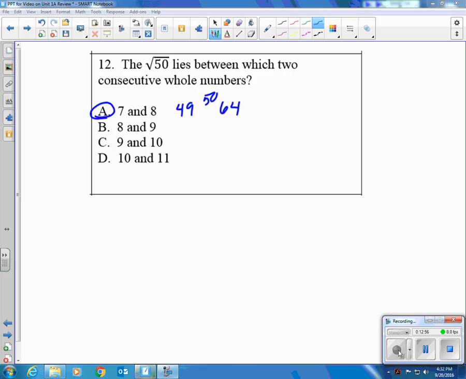And for the essence of time, I'm just going to go ahead and go on from here. But all you would do is make sure the other ones, 8 times 8 is 64, 9 times 9 is 81, and you're just going to keep working that out until you find where, again, 50 would go between. This is the only thing it was going to go between.